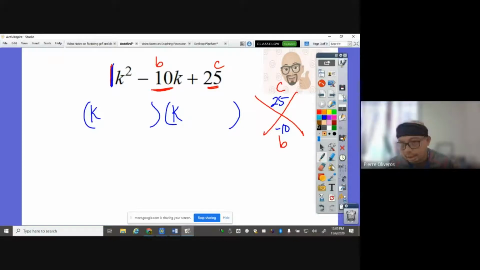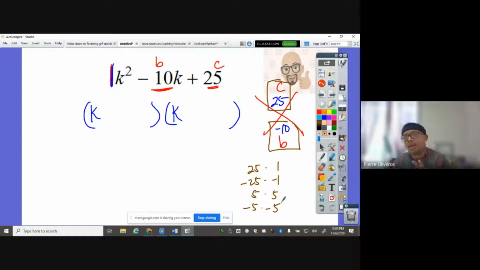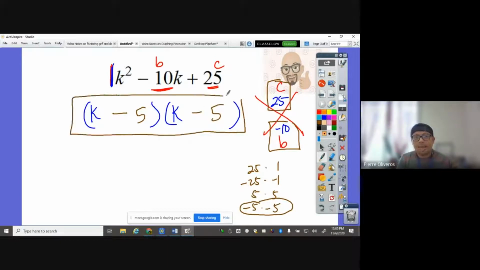Now the challenge here is to think of two numbers that when you multiply them give you 25, because that's your c, and when you add them will give you negative 10. So you're gonna think, what are the numbers that when I multiply them give you 25? You have 25 and 1, negative 25 and negative 1, 5 and 5, negative 5 and negative 5. Which of these pairs of numbers, when you add them, will give you negative 10? Obviously, that's negative 5, negative 5. So I'm going to put here minus 5, because that's negative, minus 5. And this is the factor of that trinomial. Okay, move on.